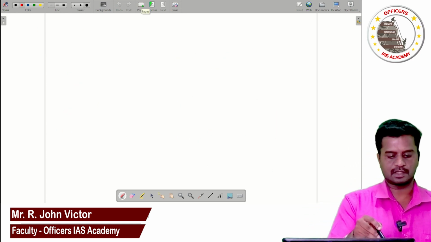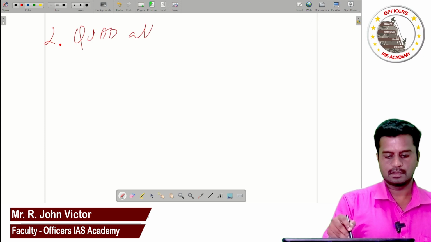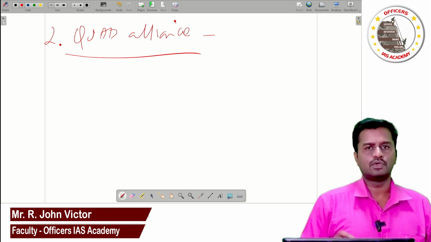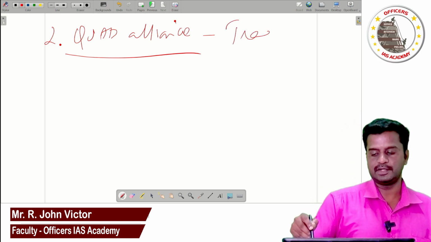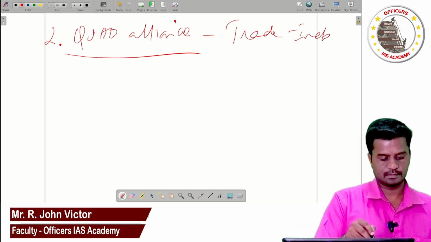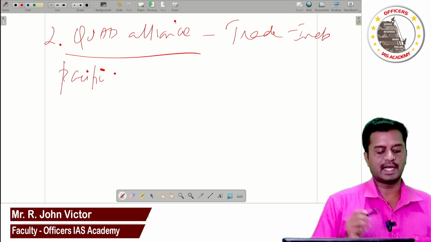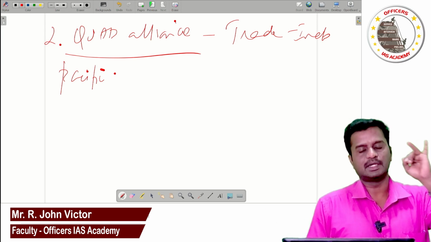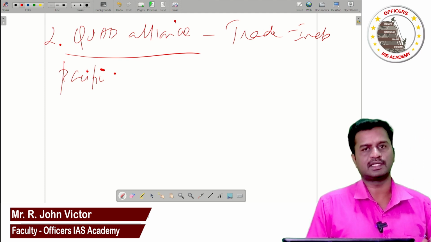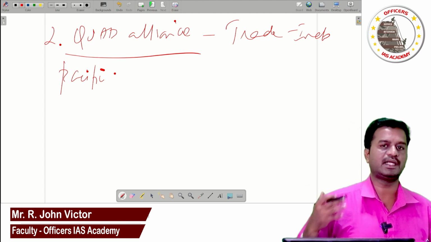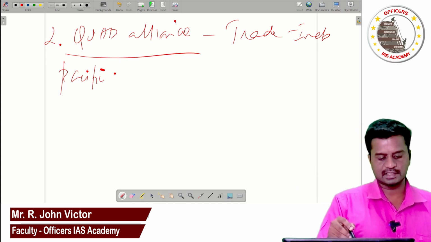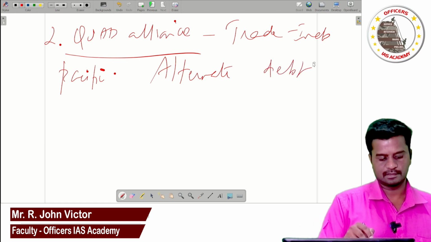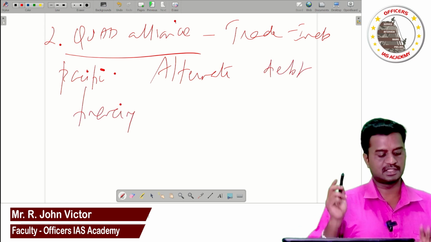Next example is the Quad partnership or the Quad alliance. Under Quad alliance, we are trying to improve the trade in the Indo-Pacific, India and the West. Why West here? The Quad has Western countries, Australia, Japan and US. 3 political West countries are here. Naturally, the political countries are economically developed. Under the Quad alliance, we are trying to do alternate debt financing for this region. So this is second example.